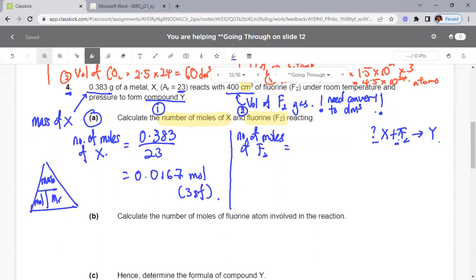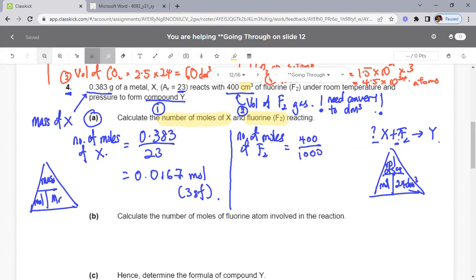What's the number of moles of F2? This is where I'm going to use the triangle for volume of gas. I'm going to use mole and this 24 dm cube. You know that this volume is in cm cube, and I need to convert to dm cube. So to convert cm cube to dm cube, I'm going to take 400 divided by 1000.